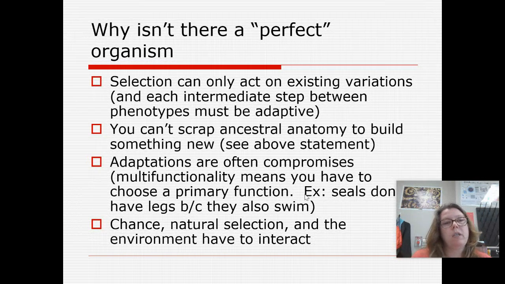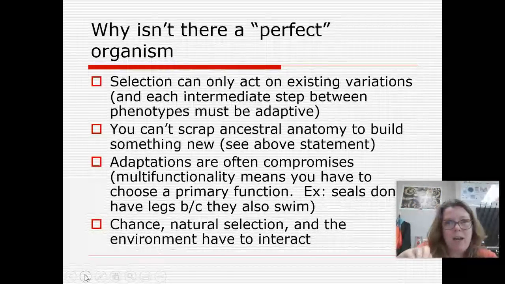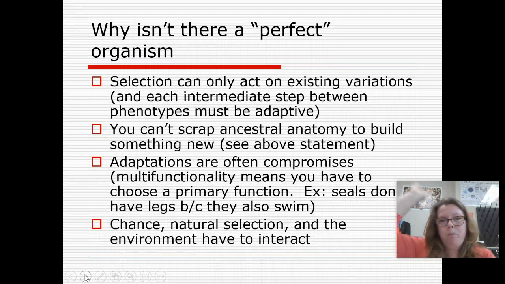And then chance, natural selection, and the environment have to interact. So you have to get the right mutation that occurs at the right moment to cause a specific adaptation for the right environment, right? So all of those things mean you don't really get perfection. And perfection isn't always great anyway. There is such a thing as too well adapted. Remember, environments are moving targets, right? So if you have an organism that adapts perfectly to the environment, and then the environment changes, all of a sudden they're not adapted anymore.